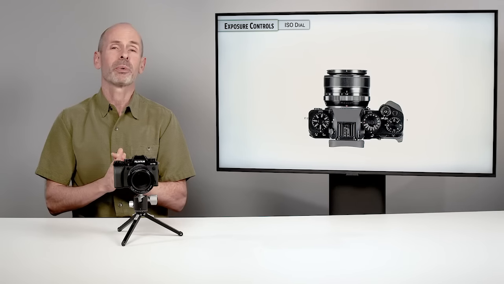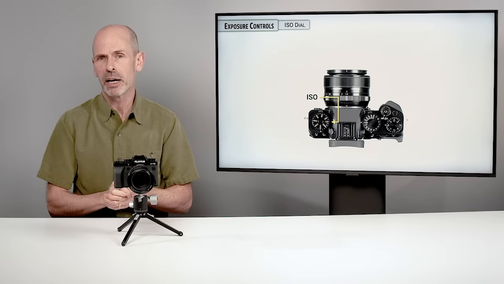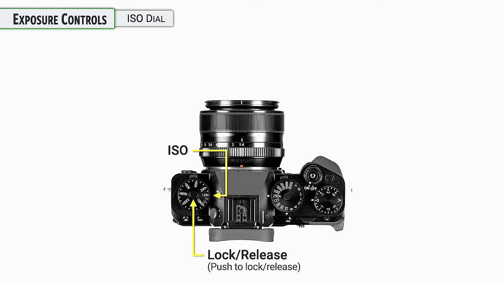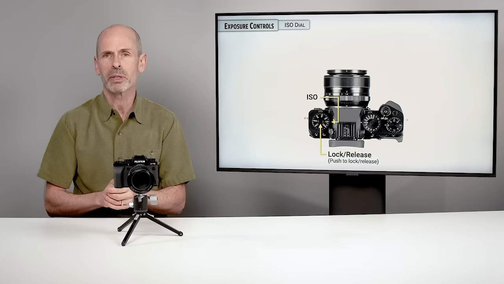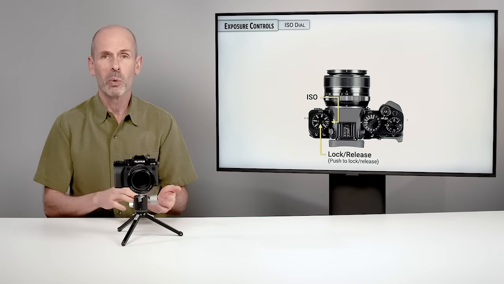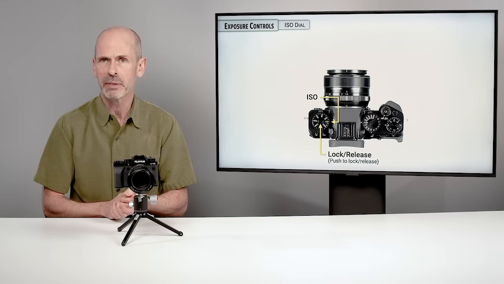What we're going to do in here is start with the ISO dial, which is the sensitivity of the sensor. Over on the left of the camera, we've got our ISO dial, which has a lock release button. You can press it in to lock, and press it again to unlock, so you can change it easily or have it really locked in there.